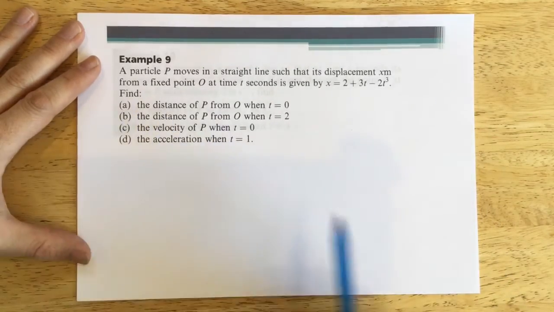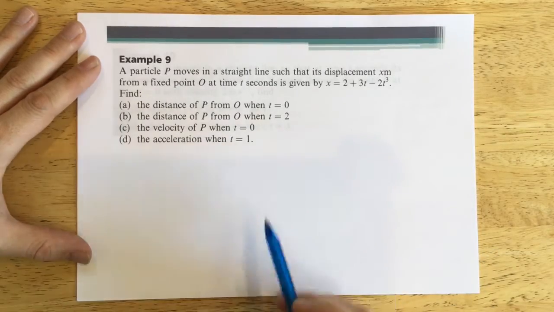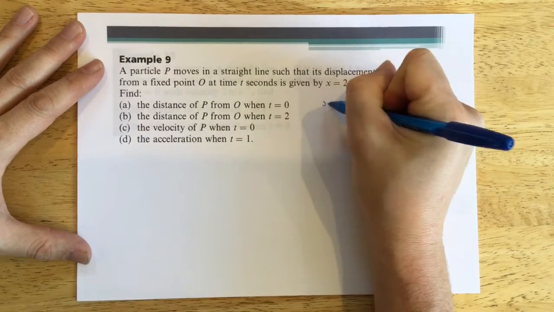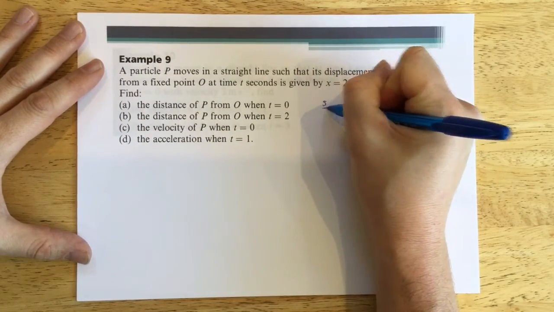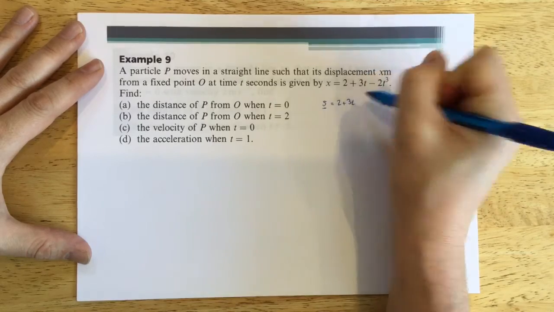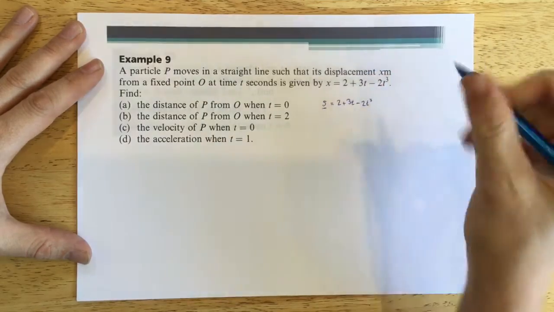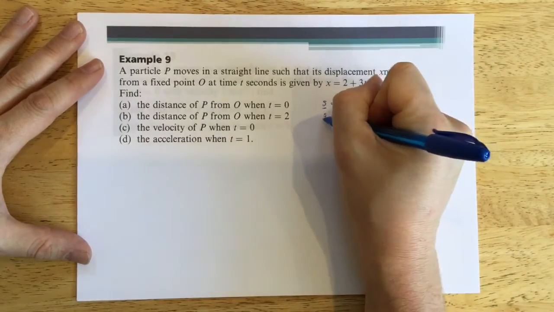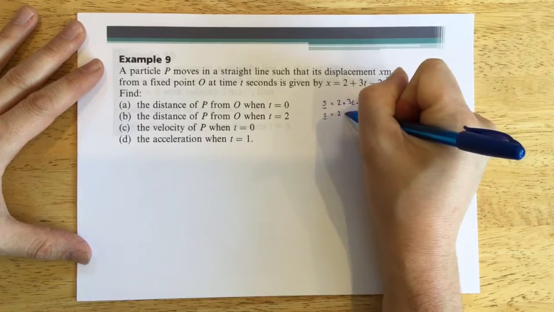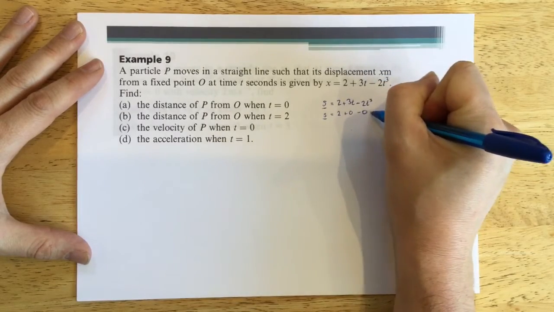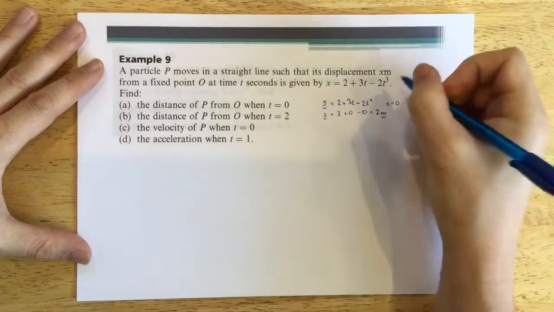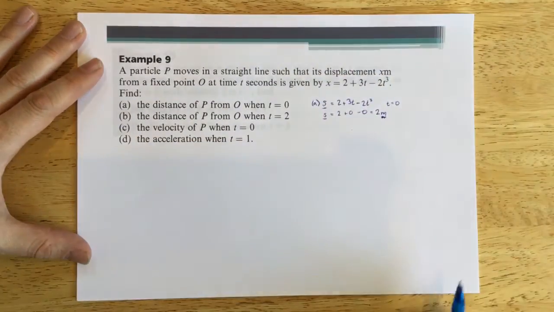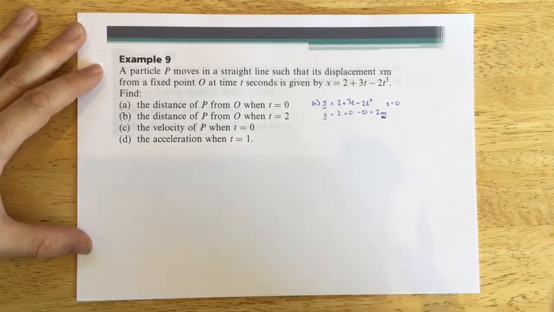So first of all, find the distance of P from O when t equals 0. Well, rather than x, I'm just going to use s. So s is equal to 2 plus 3t minus 2t cubed. And when t equals 0, s is equal to 2 plus 0 minus 0. So it's 2 meters. So 2 meters is the displacement. It's also the distance here.